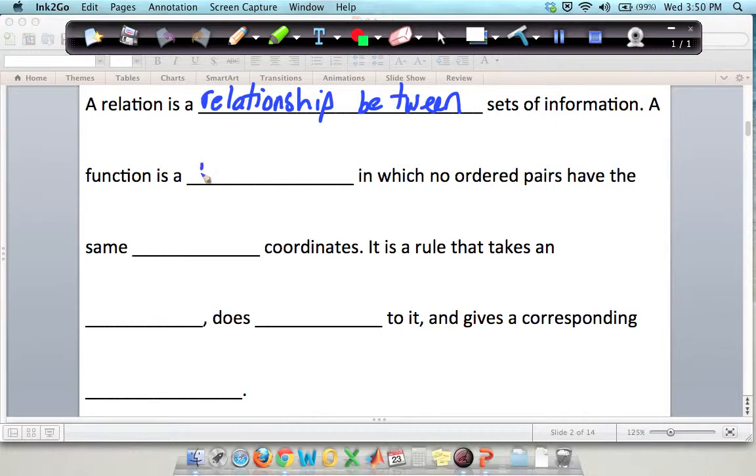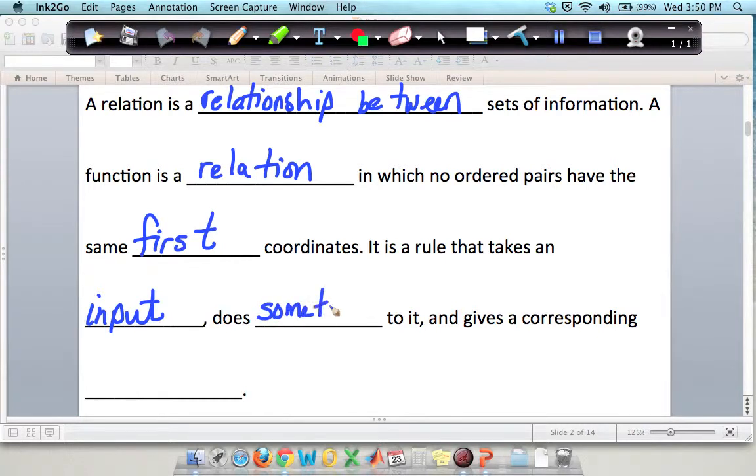A function is a relation in which no ordered pairs have the same first coordinates. It is a rule that takes some input, so in the example above we were talking about gallons of gas, does something to it. For the gas it would multiply by the cost per gallon and gives a corresponding output, or whatever our bill would then be, depending on how many gallons we buy.